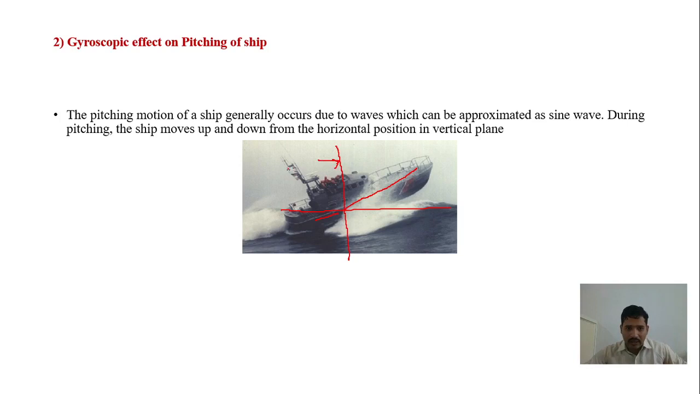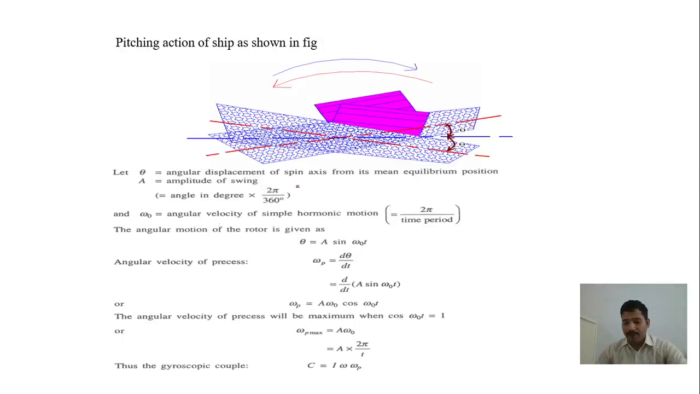This is the vertical transverse axis. Is it right? So this means that pitching is the motion of the ship that generally occurs due to very high or rough waves, which can be approximated as a sine wave. During the pitching, the ship is completely moved up and down from the horizontal position about the transverse axis. Or we can say they move from the axis of spin to the axis of precession. Is it right?